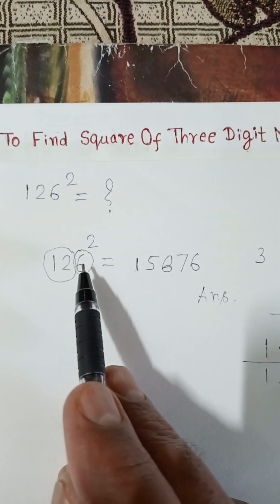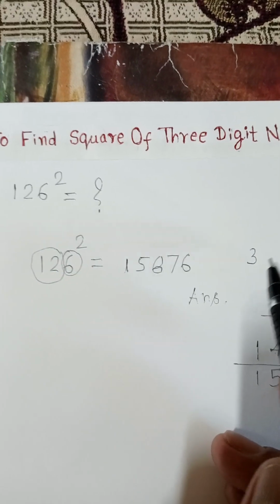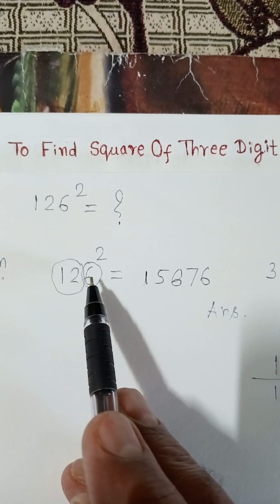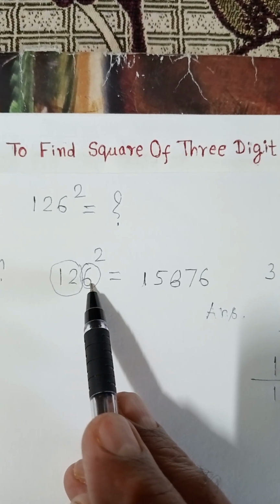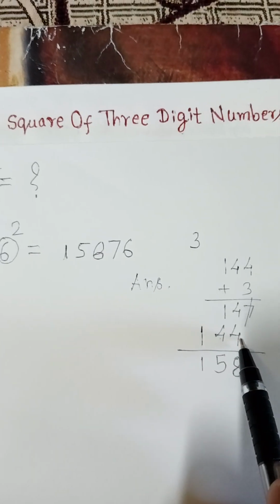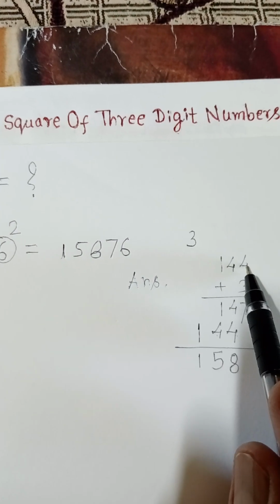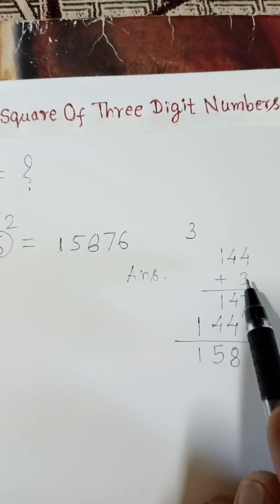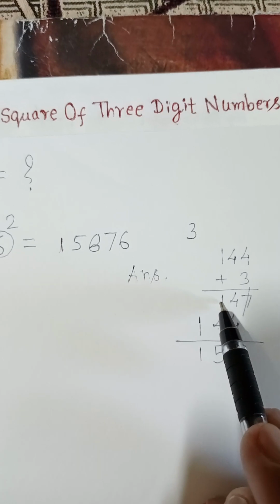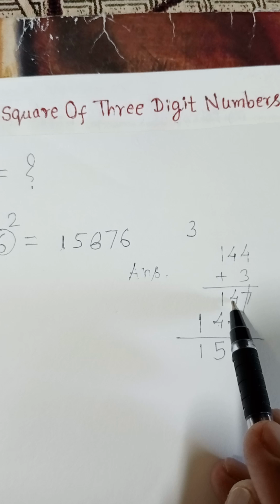First make square of 6, that is 36. Write here 6, carry 3. Then make product of 12 and 6. 12 times 6 is 72, and twice of 72, that is 144, and carry 3. Add here, that is 147. Write here 7, carry 14.